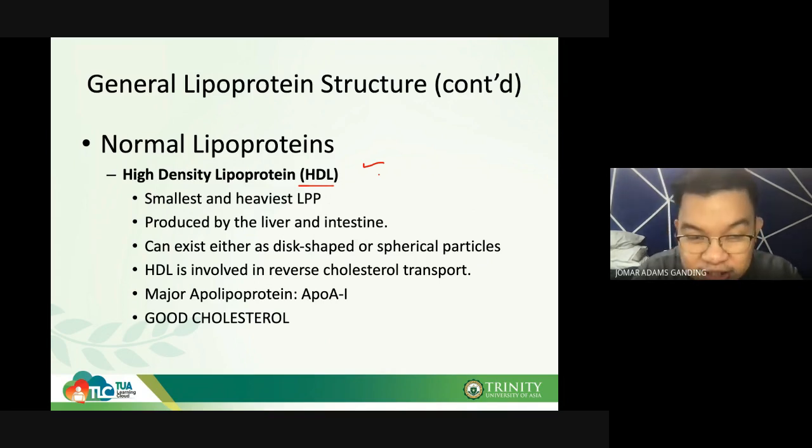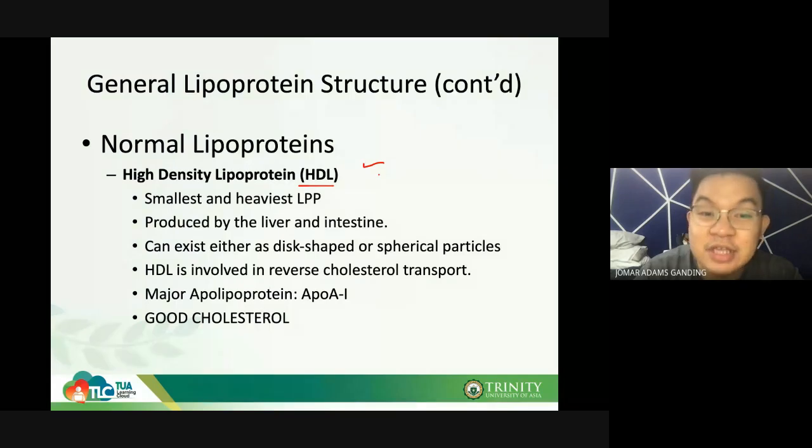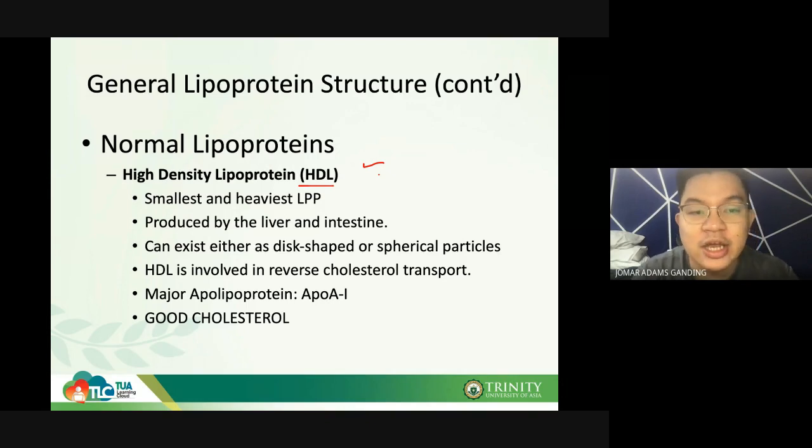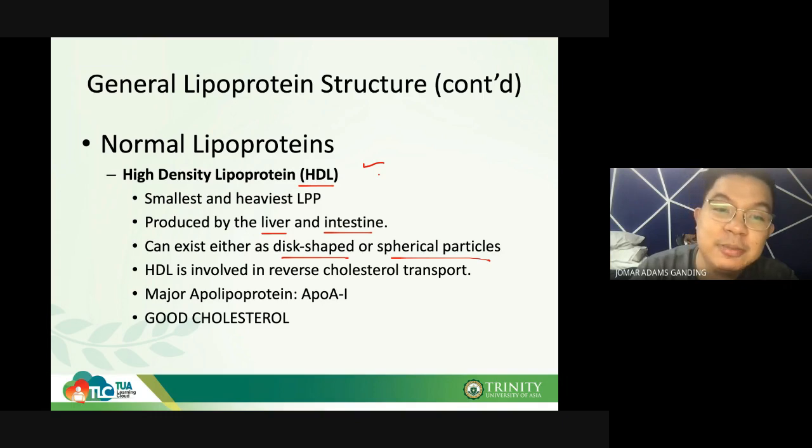That's why it is the fastest. But it is the heaviest because it has the most percentage of apolipoprotein or protein in its structure. It is produced by the liver and also by the intestine. Okay? And they can exist either in this shape or as a spherical particle. I will explain the disc shape and spherical particles next meeting in the pathway.